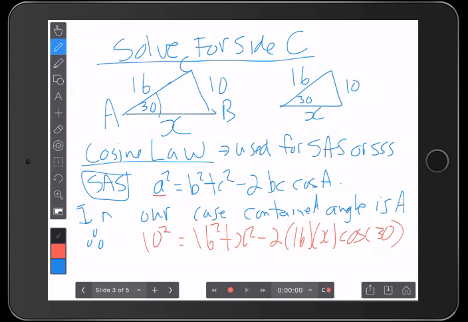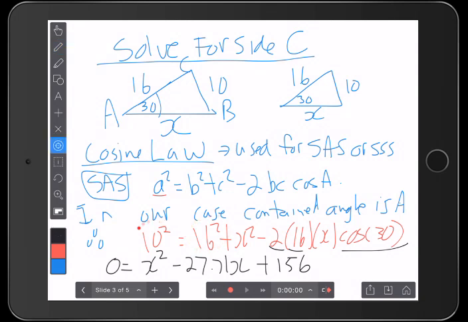So it's going to end up with 0 equals x squared minus 27.71x plus 156. And 27.71, by the way, is 2 times 16 times cos of 30. And 156 is just 16 squared minus 10 squared, or 256 minus 100.